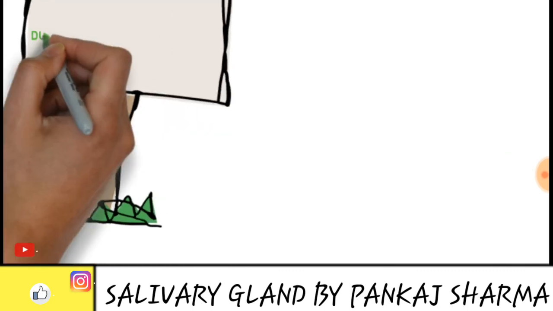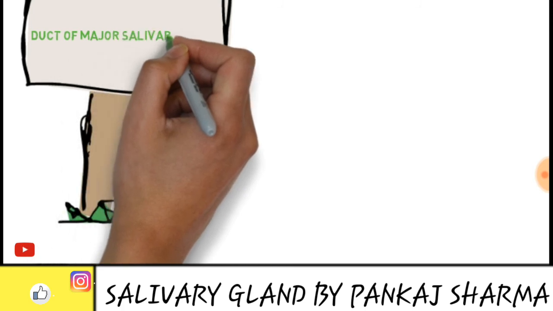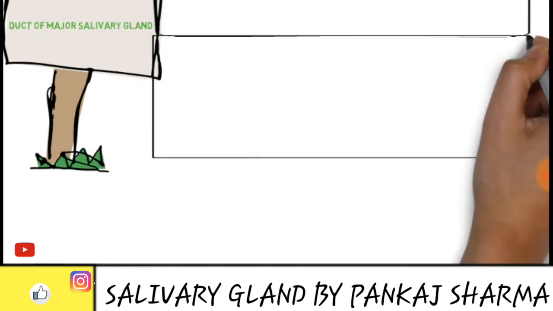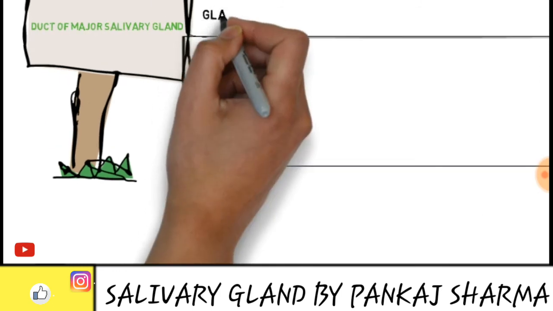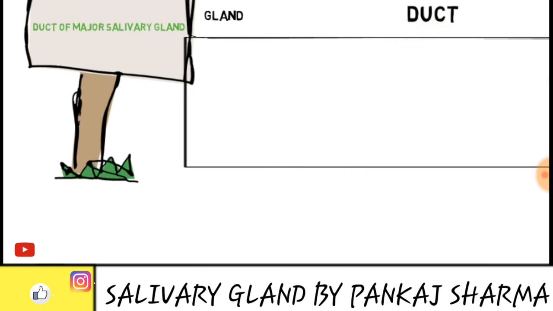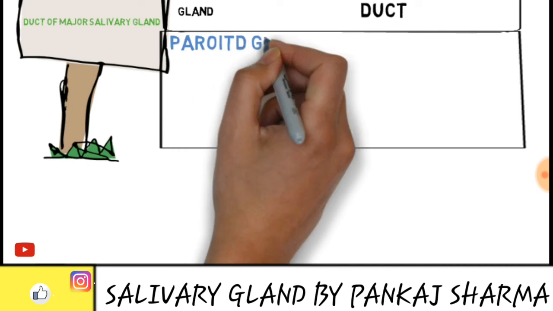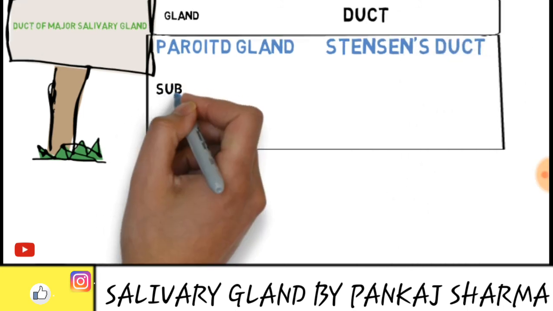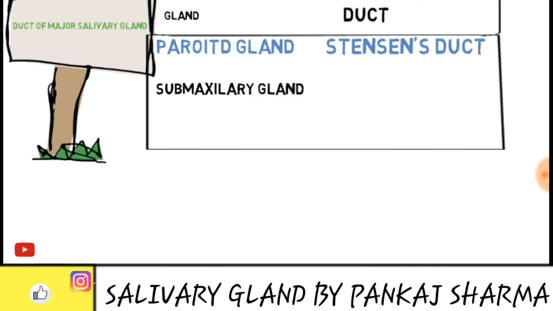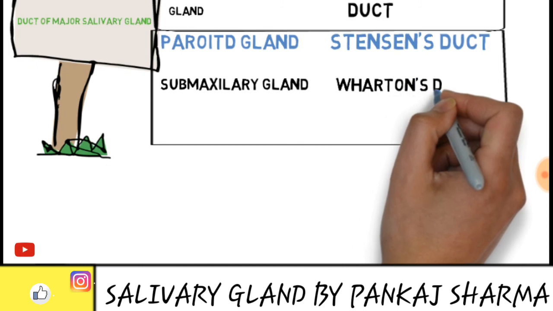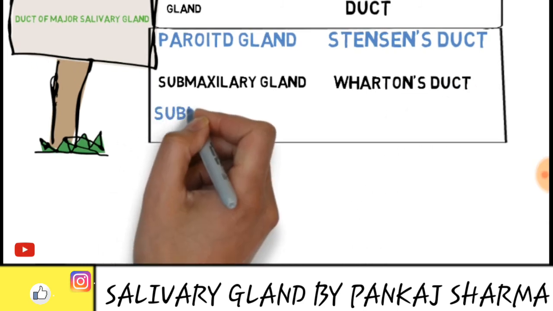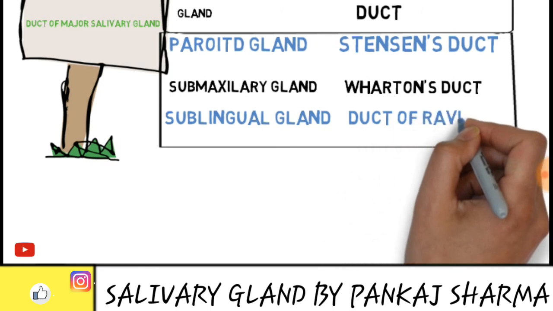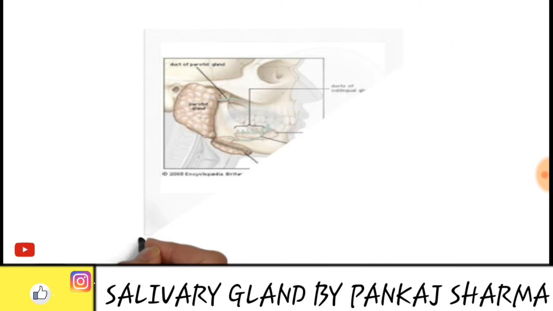Then we will be discussing about duct of major salivary gland. First, parotid gland have Stenson duct. Submaxillary gland have Wharton duct. Sublingual gland have duct of Rivinus. This is a diagram showing glands and duct.